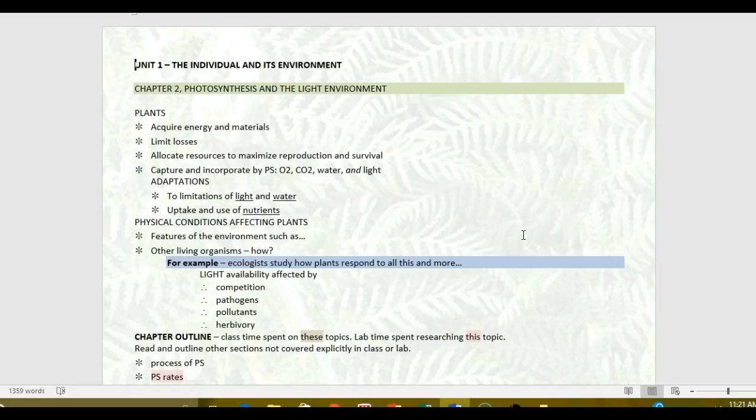Because if you've got plants sitting next to some animal that doesn't eat plants, maybe the animal excretes or releases nutrients into the environment near the plants where they're living, it can be a good thing for the plants without them suffering. There's lots of scenarios I can think of where you can talk about stuff like that, right? Good and bad stuff. So living organisms, for example, ecologists study how plants respond to all this and more.